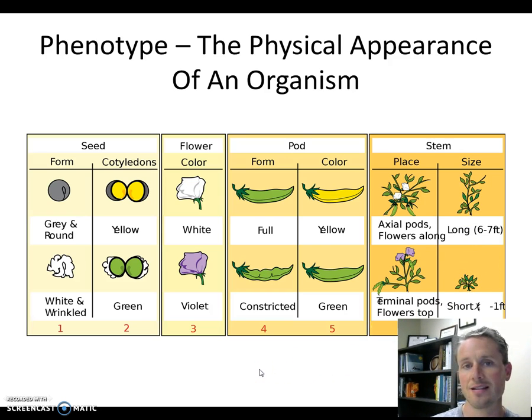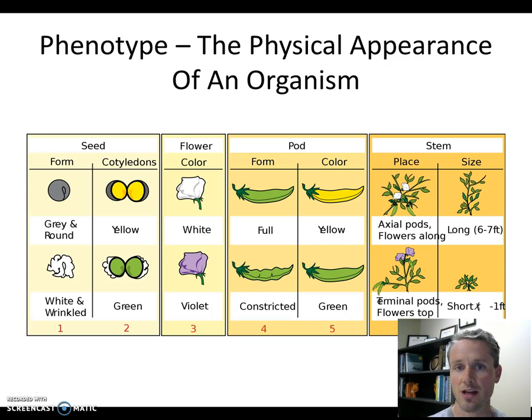So Mendel looked at these 7 different physical appearances of his pea plants and then investigated the genetics of these physical traits, how the traits in offspring related to the traits in their parents. Okay, so all of these represent different ways that the plant looks, its physical appearance, and that's the phenotype.